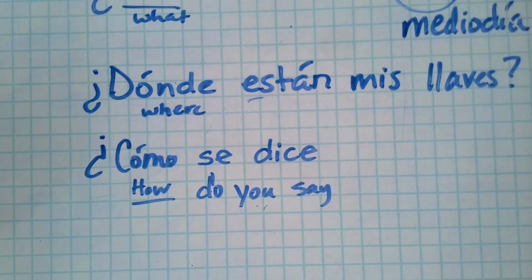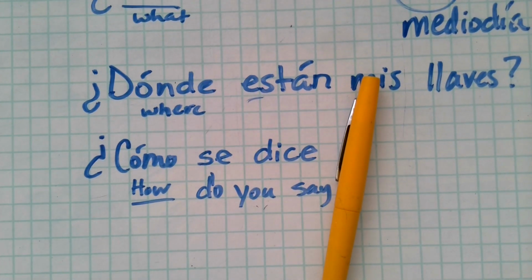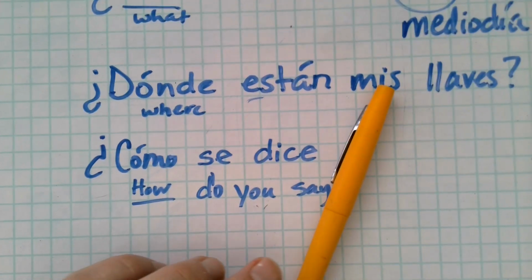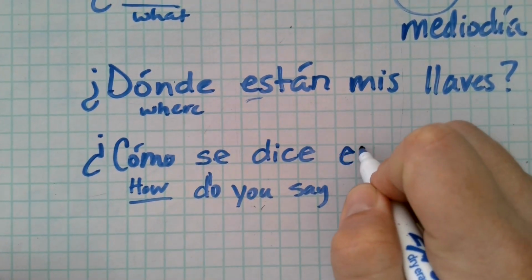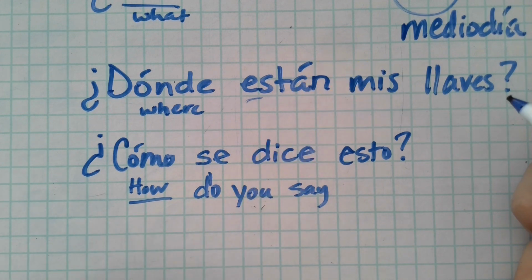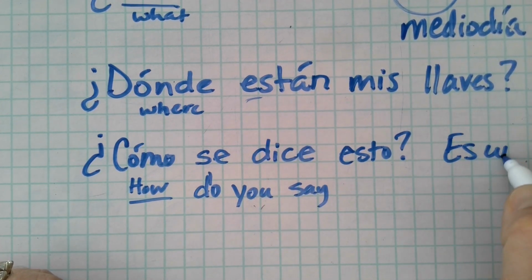A ver. Esto en español. And you can hold this up, and often people will tell you the name of it. Okay? ¿Cómo se dice esto en español? ¿Cómo se dice esto? How do you say this? Es una pluma.